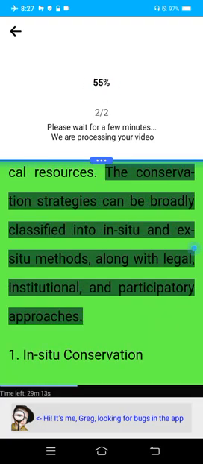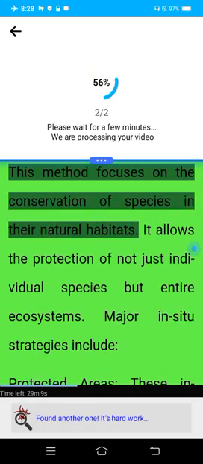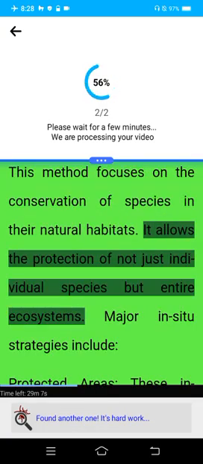The conservation strategies can be broadly classified into in situ and ex situ methods, along with legal, institutional, and participatory approaches. 1. In situ conservation. This method focuses on the conservation of species in their natural habitats. It allows the protection of not just individual species but entire ecosystems.